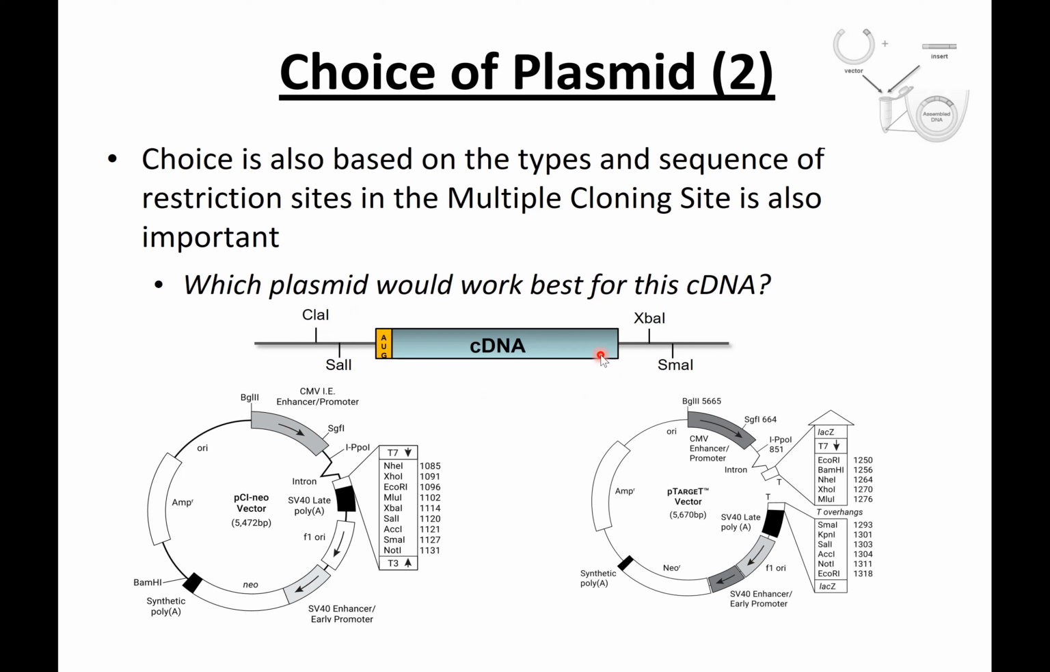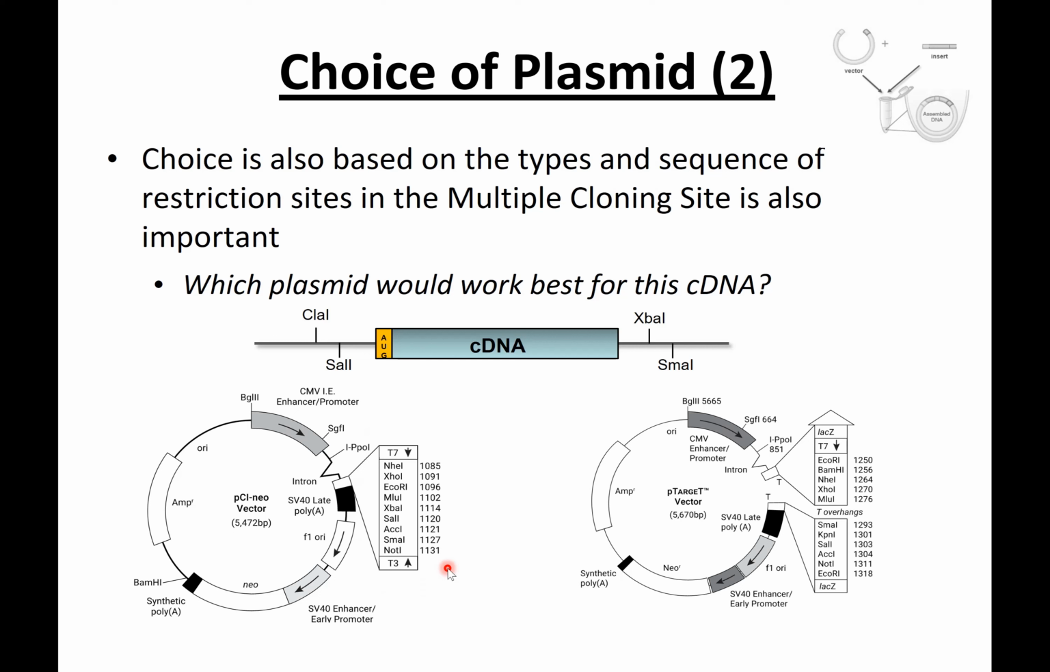So let's look. These are the restriction sites that you could use to cut the cDNA out and then try to recombine it inside these vectors. There are different restriction sites here that you could use: ClaI, SalI, XbaI, SmaI. The one you will use obviously will be one that is also found in the polylinker of the plasmid that has to receive the cDNA.